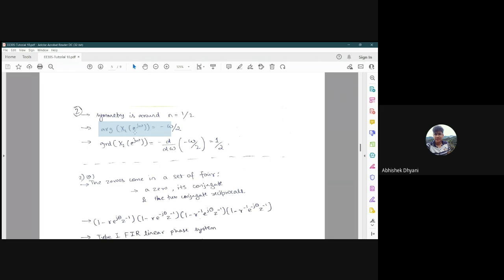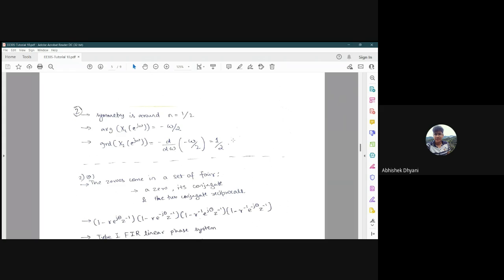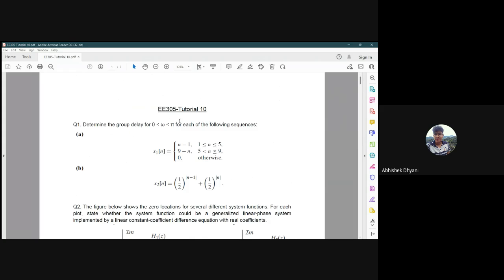When we calculate the argument, that is minus omega alpha, it becomes minus omega by 2, and then we can calculate the group delay simply as minus the derivative of the argument, and it will be 1/2. So that was the first question. It was quite straightforward. We just had to calculate the group delay. And considering the fact that it was a linear phase system, it became quite easy.